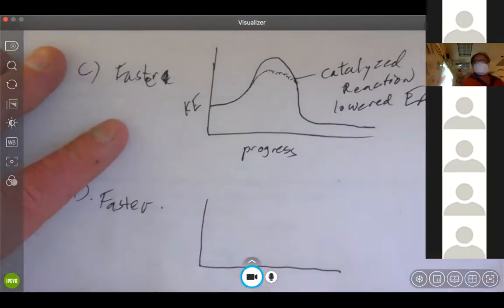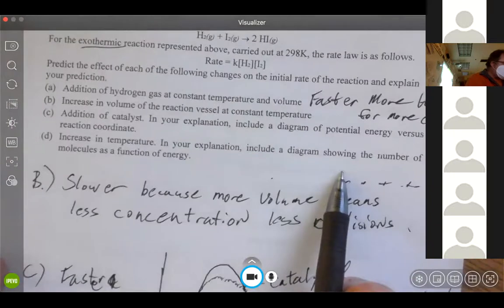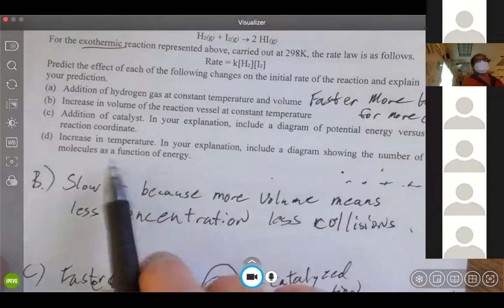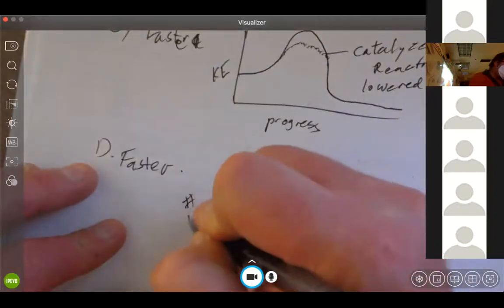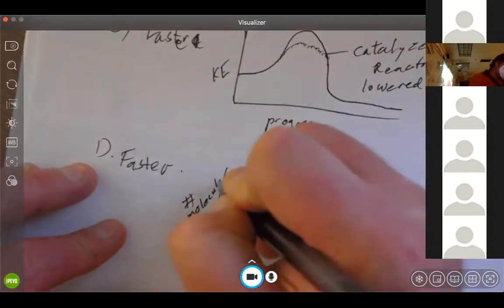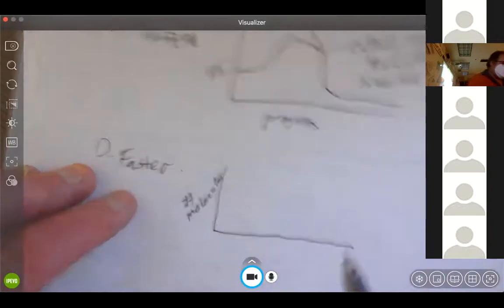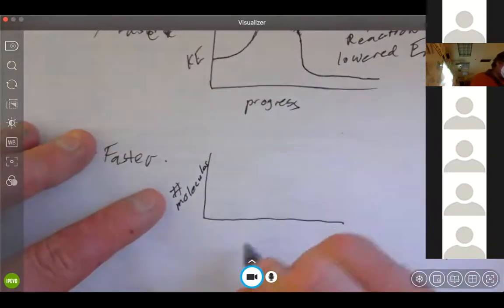All right, so the Maxwell-Boltzmann diagram is showing the number of molecules as a function of energy. So here is the number of molecules. That's funny, you've heard of it, but yeah. Here's the number of molecules, and here is the energy.